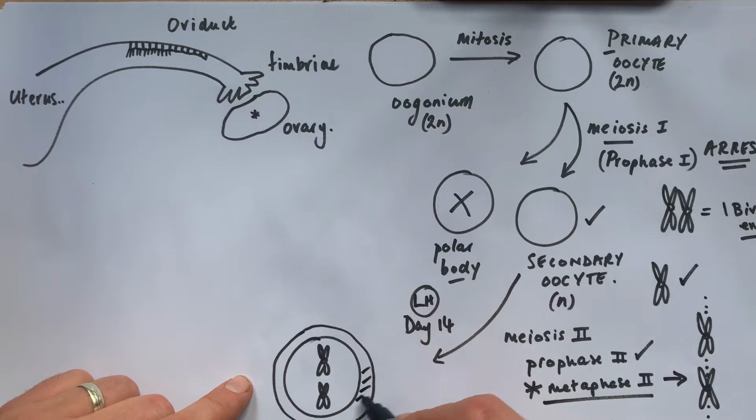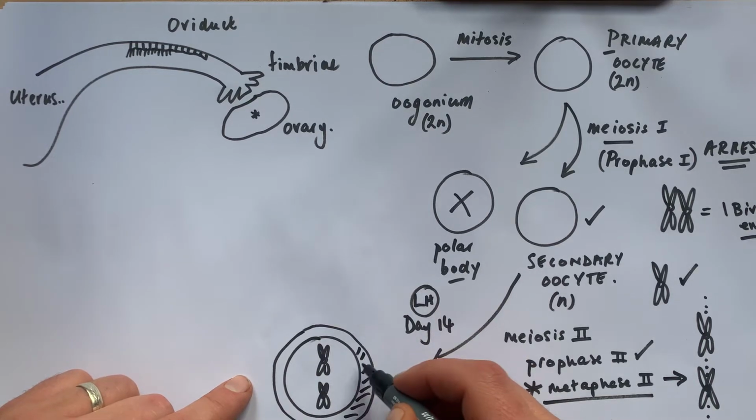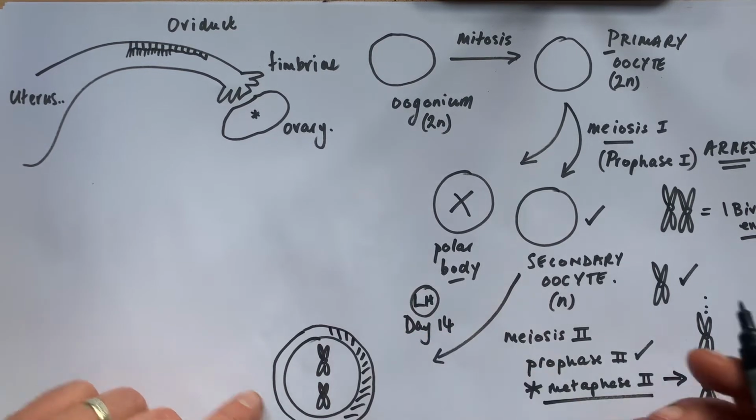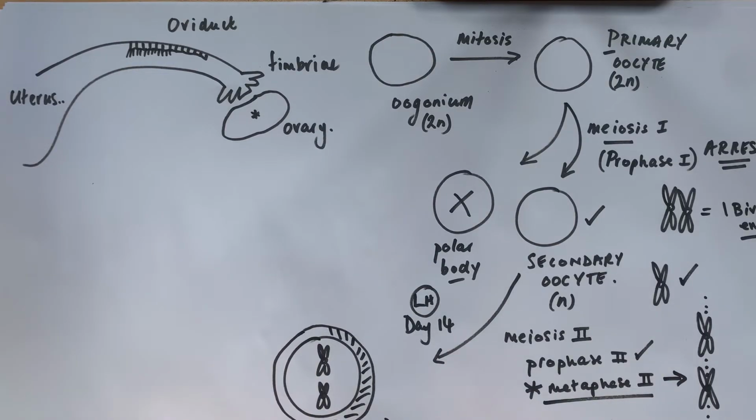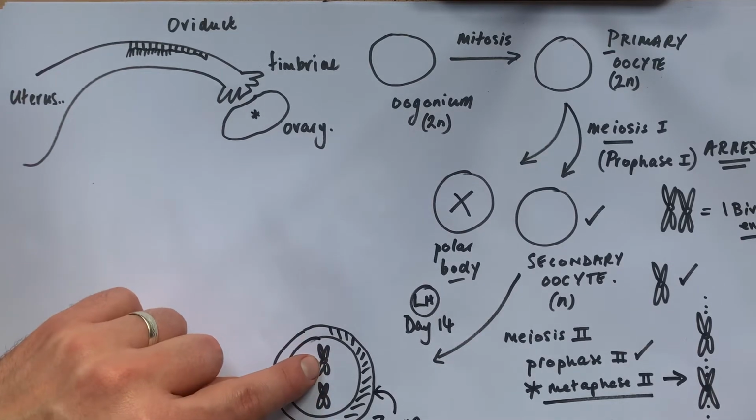So this is the jelly layer made of glycoprotein, this layer of the secondary oocyte. So I'm going to put here zona pellucida. Okay, that layer. So this is the cytoplasm and these are the chromosomes in metaphase 2.